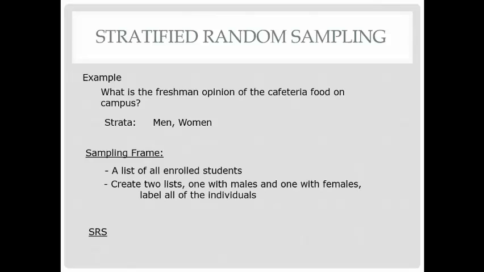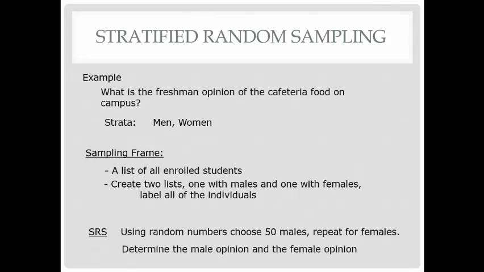Let's find out. So we'll separate between guys and girls. So basically, we take a list of all enrolled students. We create two lists, one with males, one with females. And then what we would do is we'd number all the males, number all the females, and then we'd randomly select 50 males, randomly select 50 females using some type of random number generator, and combine results at the end.